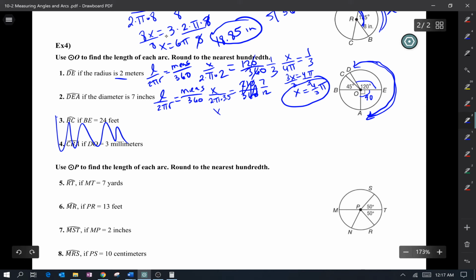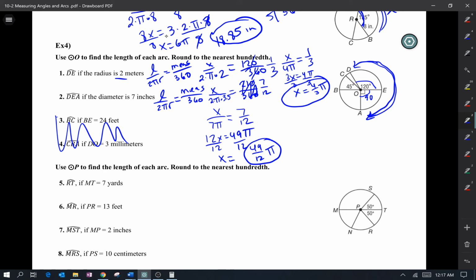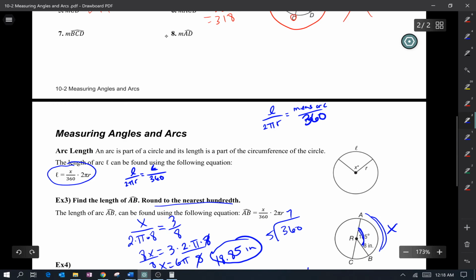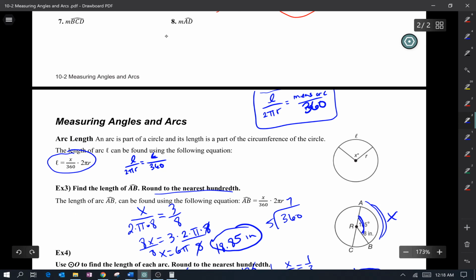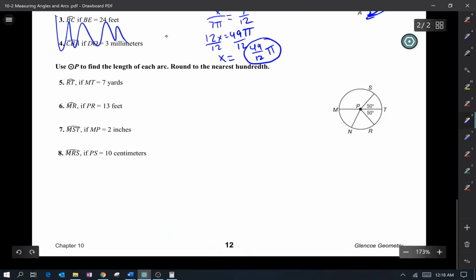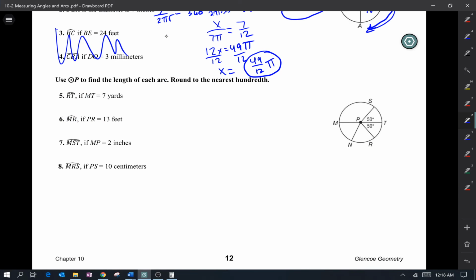All right. So now we get x over 7 pi equals 7 over 12, right? Cross multiply, 12x equals 49 pi. Divide by 12, divide by 12. So x is equal to 49/12 pi. And if you wanted to turn that into a decimal, you would just multiply it out. Once again, it's all about this. If you understand this proportion, and it's very logical, the length to the circumference is equal to the measure to 360.